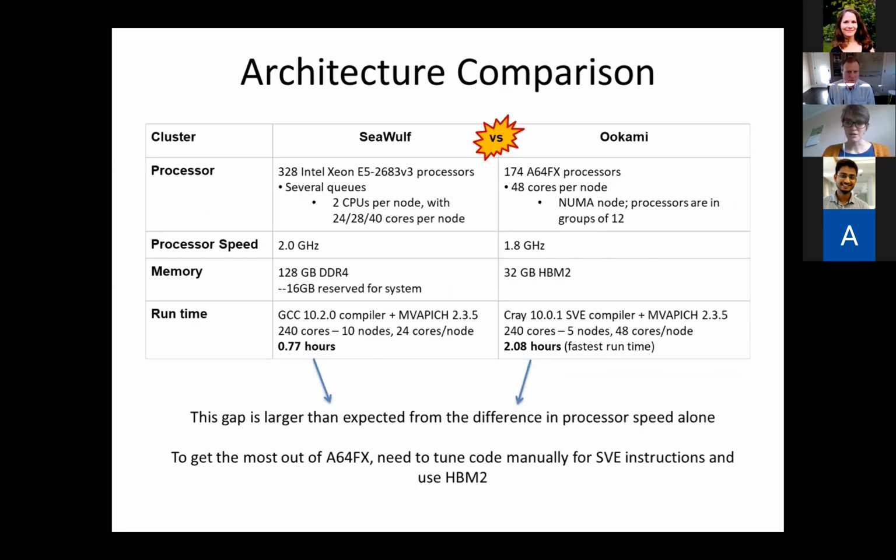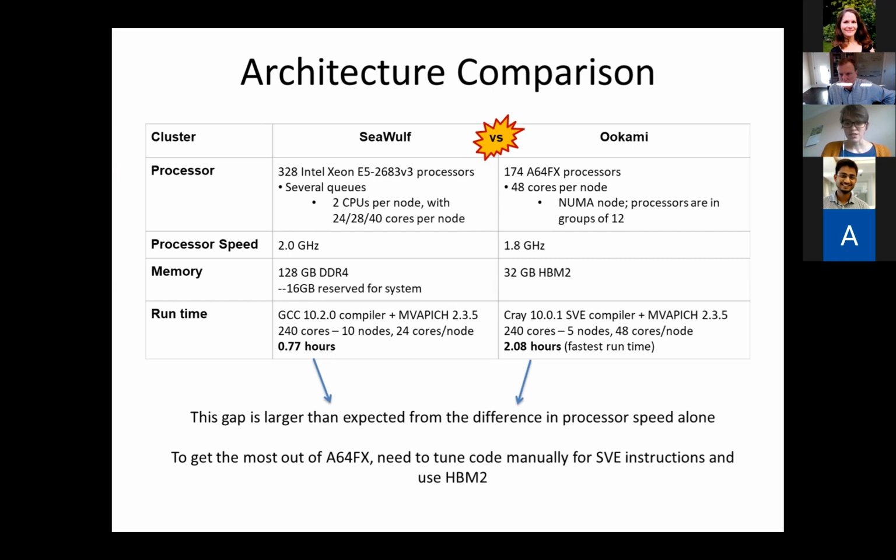Finally, we want to see how different the performance is between running on an Intel processor versus Ookami. So at the ISCS, we're lucky because we have the Seawolf cluster as well as Ookami. And we found that running the same problem with the same compiler on the same number of nodes and the same number of cores, you can run it in 45 minutes on Seawolf, and the fastest runtime we got on Ookami was 2 hours. So this gap is larger than expected from the difference in just the processor speed alone. On Seawolf, it's 2 gigahertz instead of Ookami's 1.8 gigahertz.